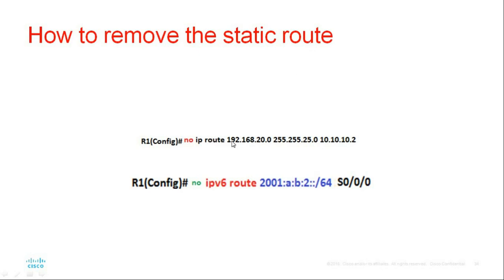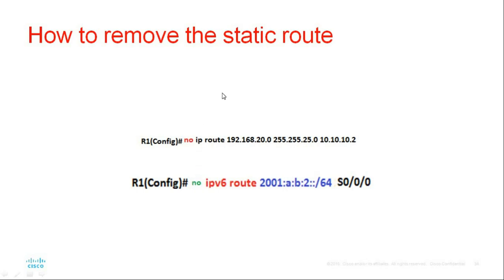For example, by mistake you did something like 10.10.10.10, actually you had to do 10.10.10.2. So how to remove the static route: you have to give the command no, followed by the full ip route. For IPv6 it is also the same. You have to give the full route, but in front of that you give no. The static route entry is going to be removed from the routing table.